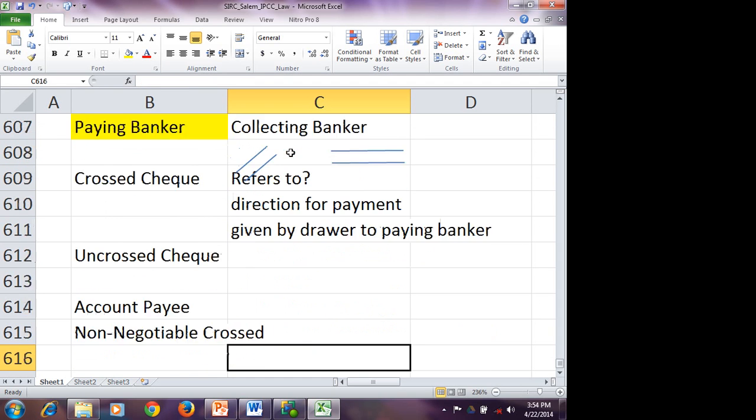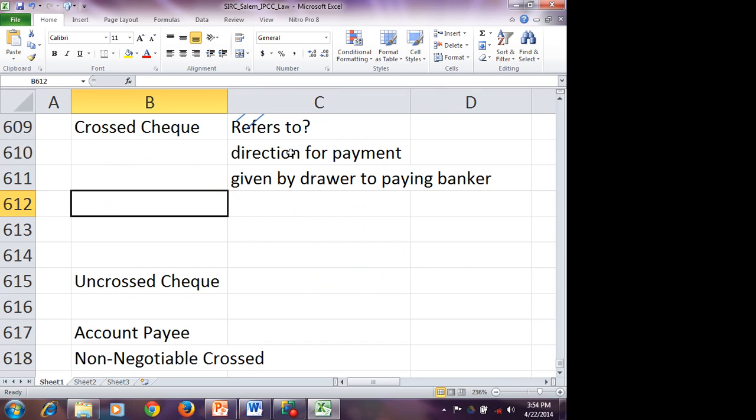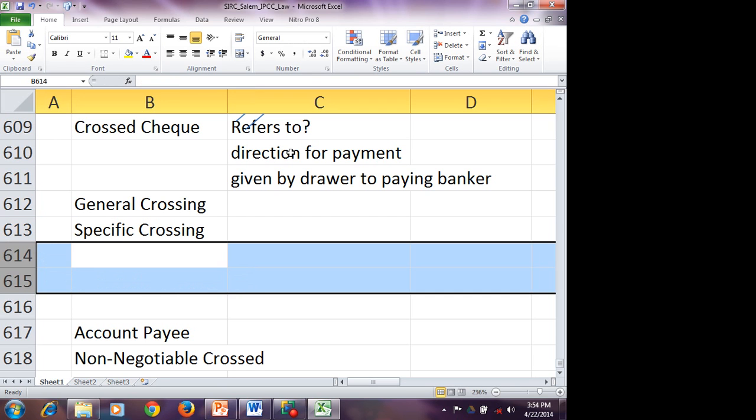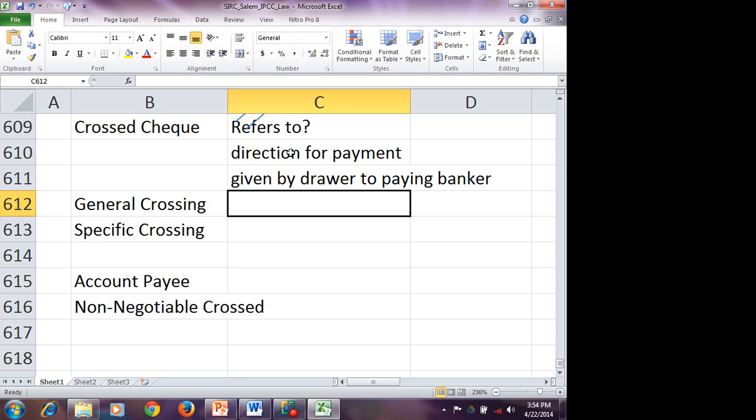This crossing could either be a general crossing or a specific crossing. What is a general crossing? Just simply two transverse lines, that's all. Whether you put any additional words in that, or you put simply account payee, that is also a general crossing, or you put non-negotiable simply, that is also a general crossing.